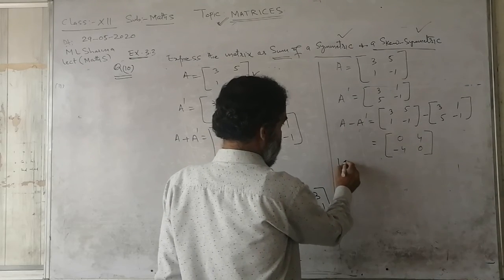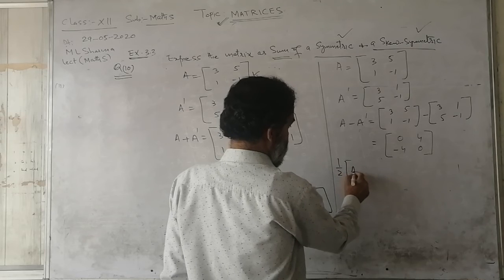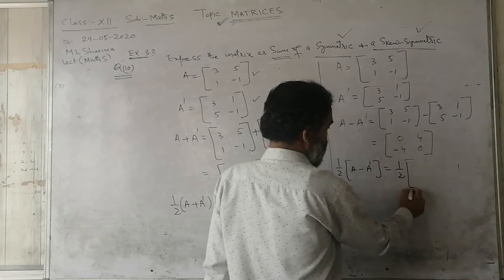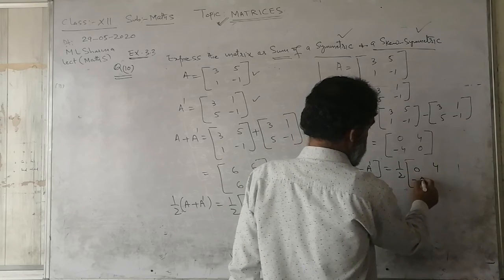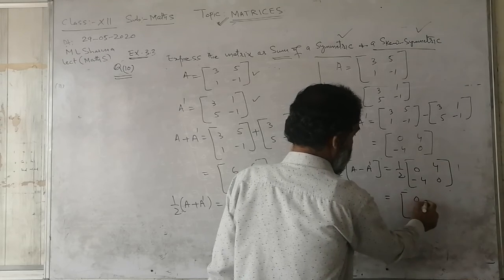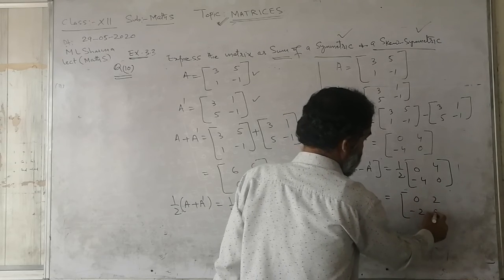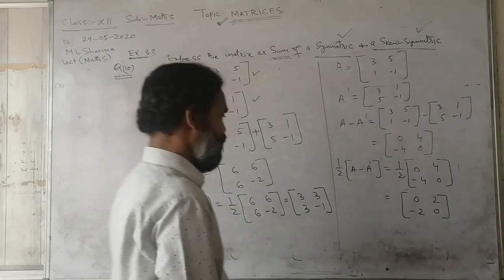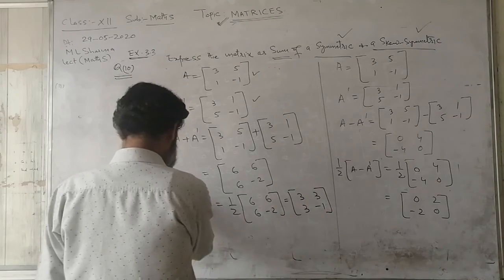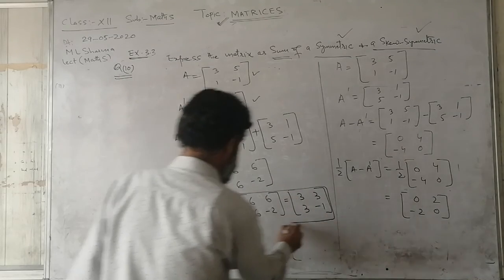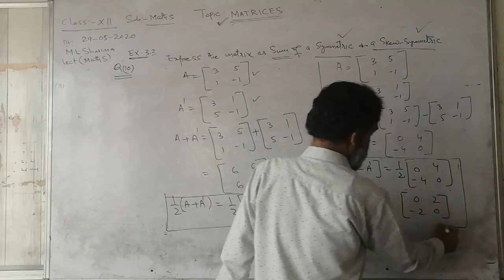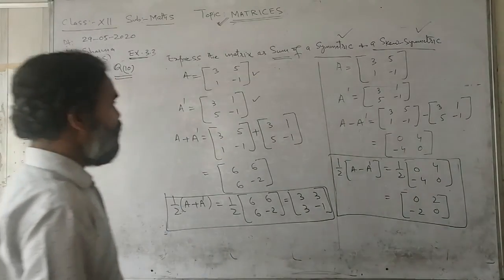If I multiply by half on both sides, again it is scalar multiplication. So this will equal 0, 2, minus 2, 0. So I have found both the values. Now if I add this value with this value, it should come to A.